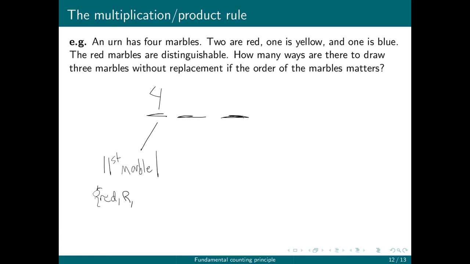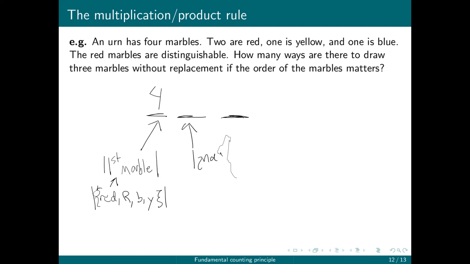Red, big red, little blue, little yellow, right? So that's what that is, right? So the cardinality of this set is what I get to pick from for my first one. But then on the second marble, I don't have all these anymore, right? Because I've just picked one.